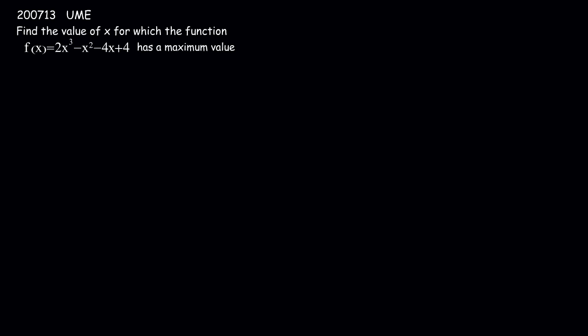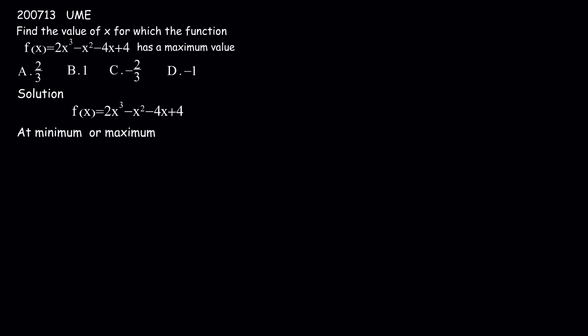Our final question is from UME. It states: find the value of s for which the function f of s is equal to 2s cubed minus s squared minus 4s plus 4 has a maximum value. Now the very first thing we are going to do is to write down our equation. f of s is equal to 2s cubed minus s squared minus 4s plus 4.